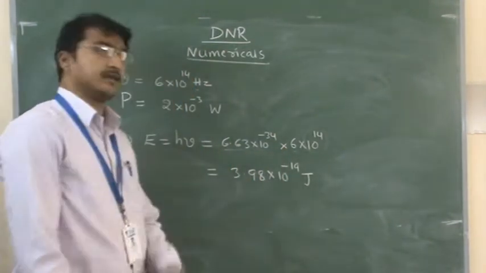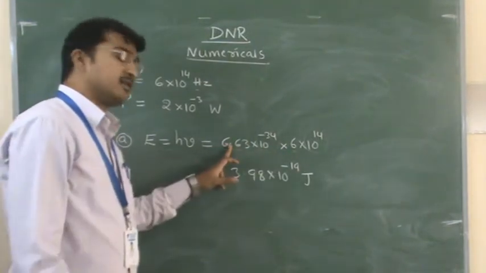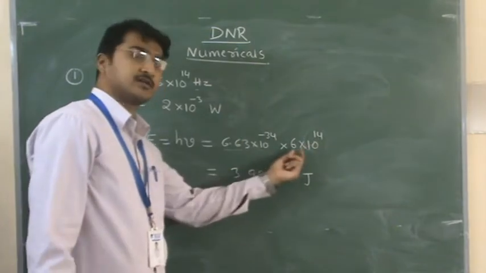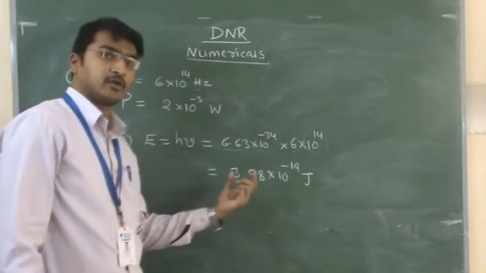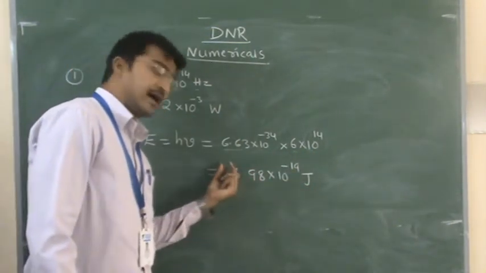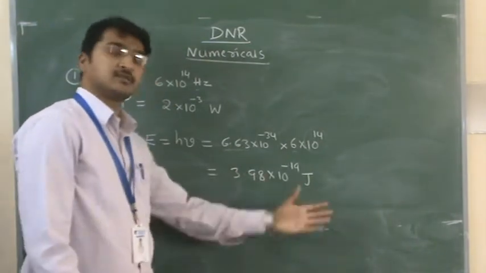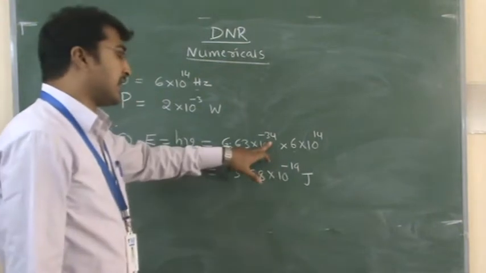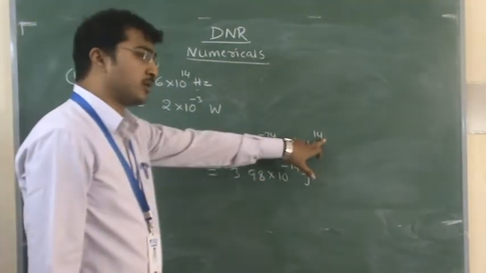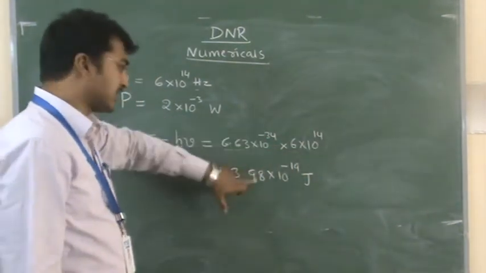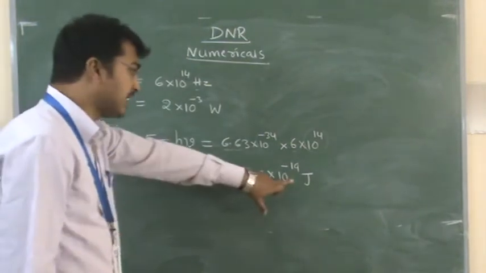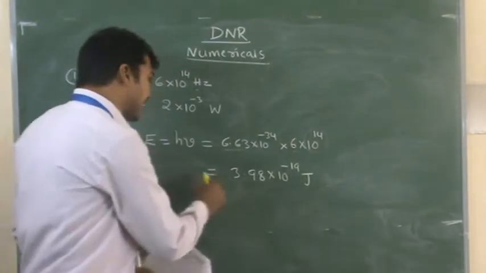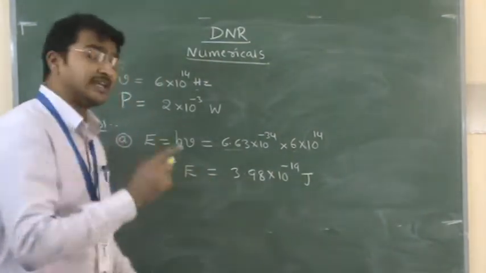Why am I writing it here? Here they have given the values in single digits, 6 point something, 6 like that. So it is better to keep the answer in single digit point like this. And 10 to the power of minus 34 times 10 to the power of 14 comes to minus 20, but I am changing this decimal point and keeping the order of 10 to the power of minus 19 joules. So this is the energy of the photon in joules.